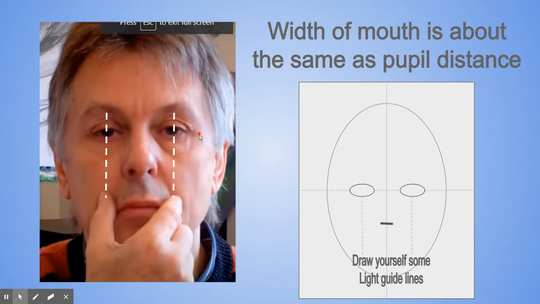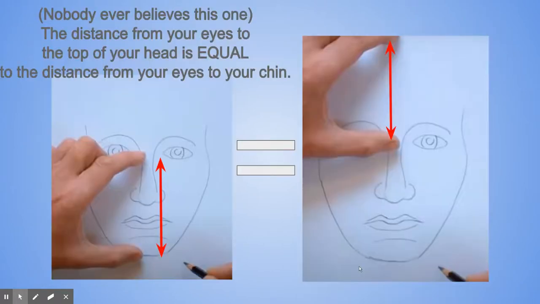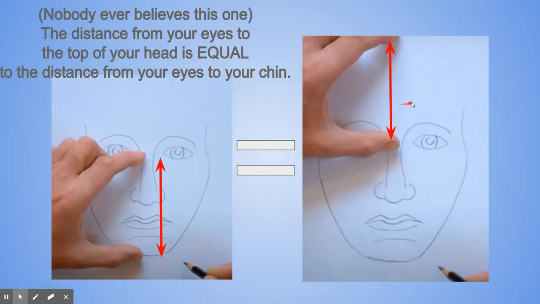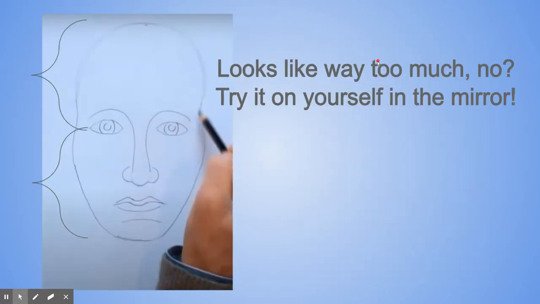How wide is your mouth? About the same as the distance from pupil to pupil. So measure down like that, make some guidelines, and that'll tell you if you need to adjust how wide that mouth is that you just drew. And again, nobody ever believes this, but this distance here and this distance here are the same. Everybody thinks that's drawing too much skull up there, but that's how much there is. Try it on yourself. Look in the mirror. Hold up a pencil and measure it with a pencil. You'll see.